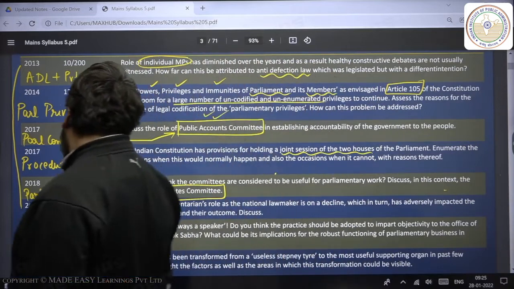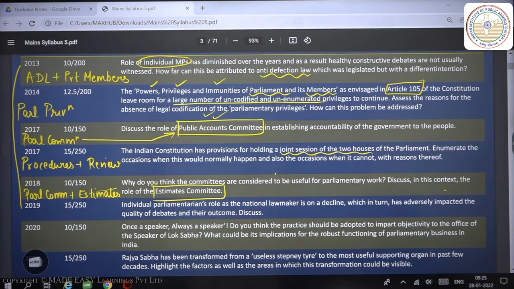Then in 2020 you had a 10 marker. The question was, once a speaker, always a speaker. In this context, once a speaker, always a speaker. Do you think the practice should be adopted to impart objectivity to the office of the Speaker of the Lok Sabha? What could be its implications for robust functioning of parliamentary business? Which is nothing but the analysis of the office of the Speaker. Very standard points.